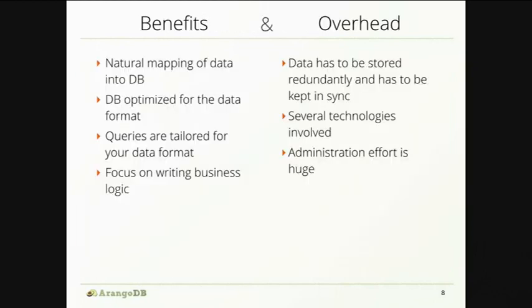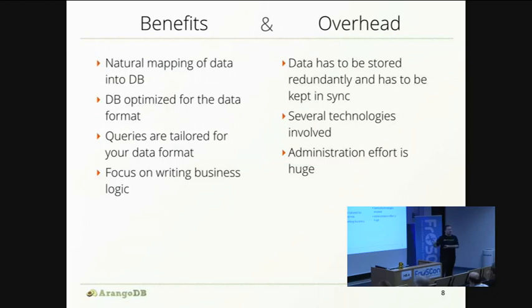So what are the benefits if you use this setup instead of one big relational setup? The benefit is that you have a natural mapping of your data into your database. You store your graph in a graph database, you store your products in a document store, and your shopping cart in a key value store. And you don't have to write any code to transform that or to optimize that, because the database is really built for these kind of data. Then you also get the queries that are tailored for your data format. So you don't have to create huge SQL statements to simulate a graph query. You get that out of the box.